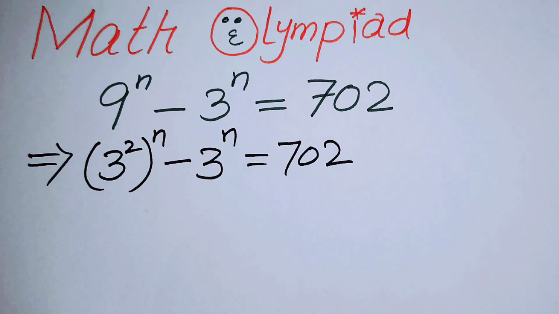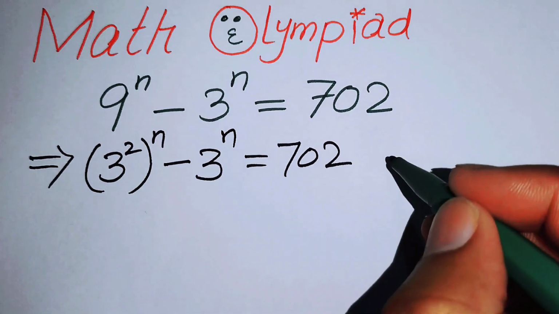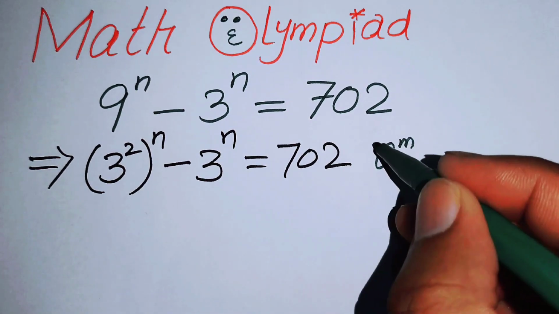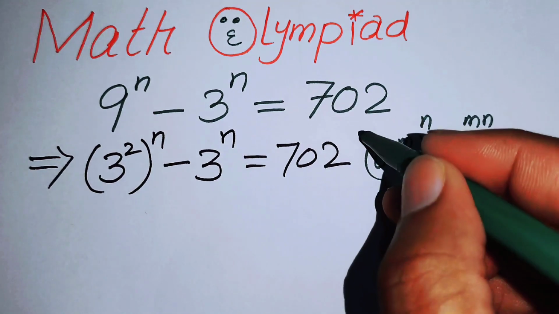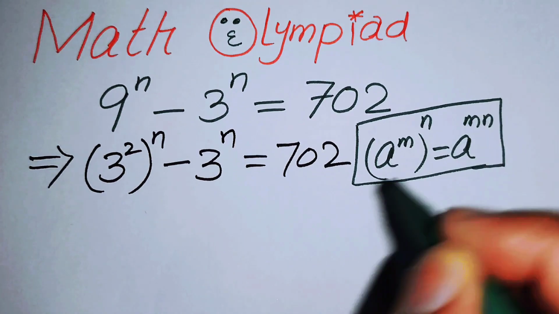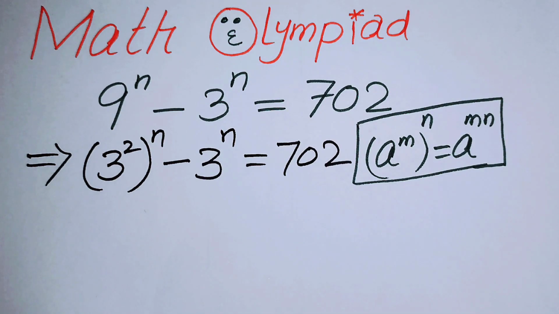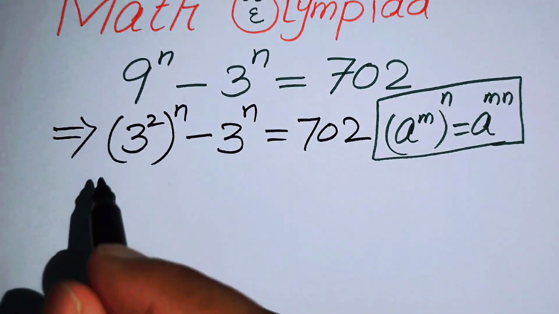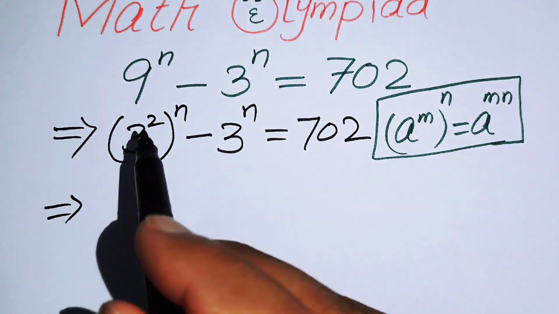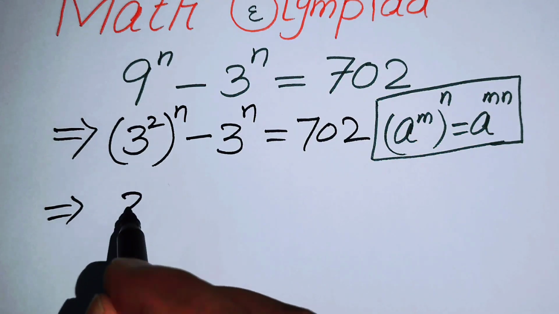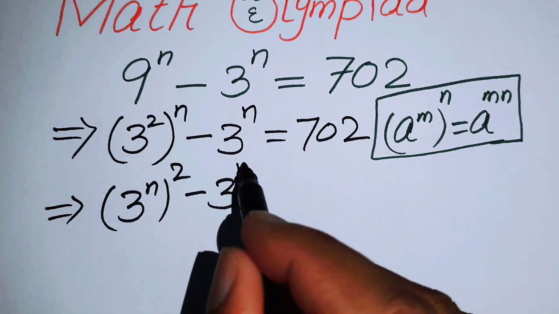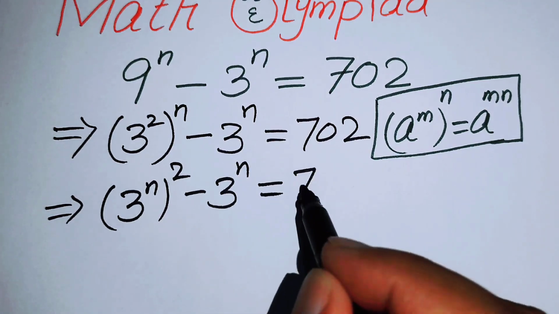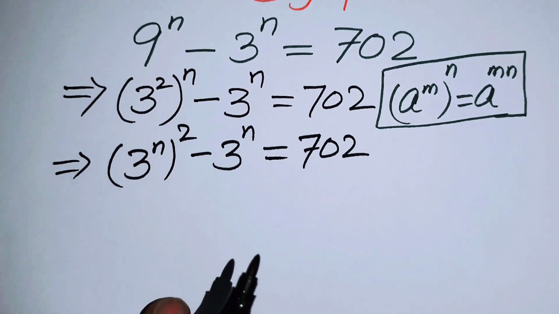Now we can use the nice exponential law in order to rearrange this term. You know that if we have a to the power of m and its whole power n, it is equal to a to the power of m times n. I can apply this law on the left hand side, so that you can interchange these two exponents and you get 3 to the power of n, and its whole squared, minus 3 to the power of n is equal to 702.